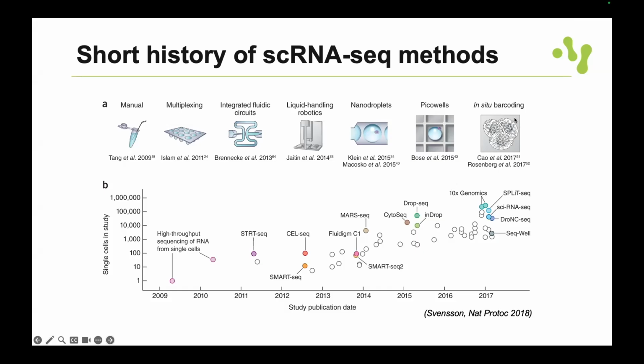I will also talk a little more in detail about in situ barcoding, or split-pool barcoding, where the cell itself became its own compartment, and by splitting and pooling you could scale up the number of cells substantially. In this graph, you see how many single cells were in each study over time. You can see the number of cells increases a lot, and this is a log 10 scale, so it's a really big increase.